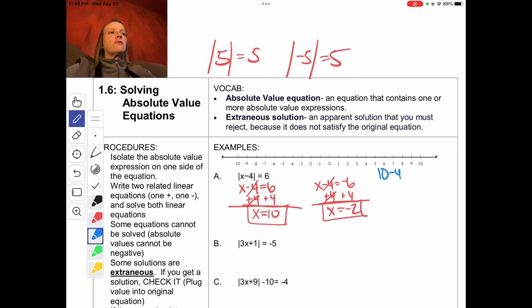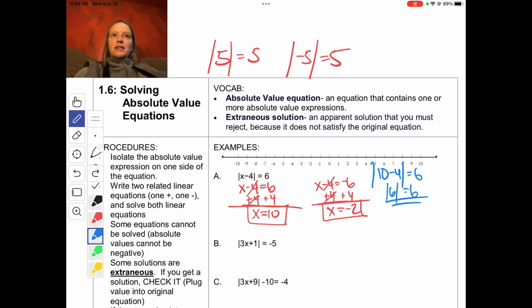The absolute value of 10 minus 4 equals 6. Well, 10 minus 4 is 6, and the absolute value of 6 is 6, so that is a true solution. That does work. Let's check our second potential answer here. The absolute value of negative 2 minus 4 equals 6. And negative 2 minus 4 is negative 6, and the absolute value of negative 6 is in fact 6. So this answer also checks out. Both of my solutions are true solutions.